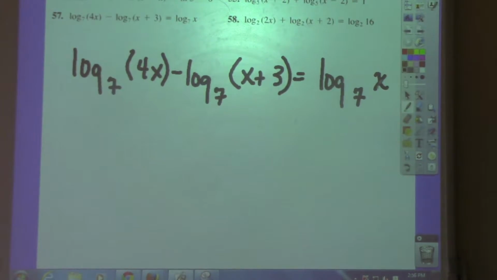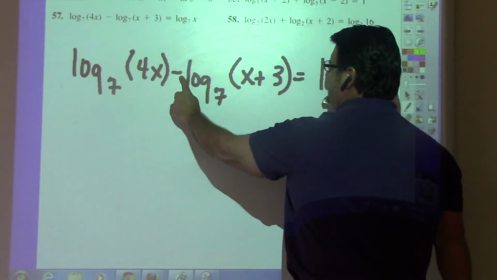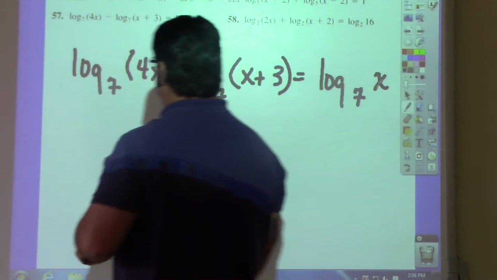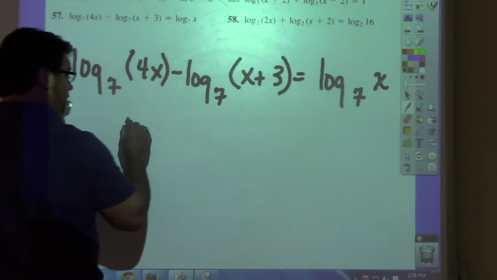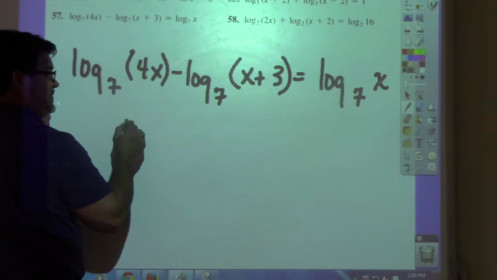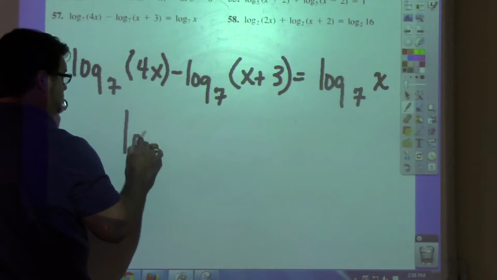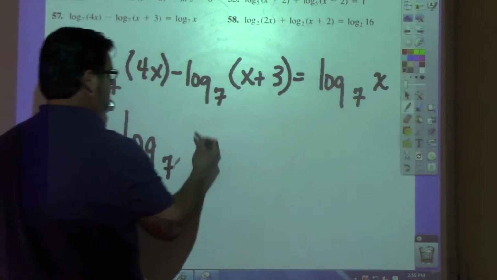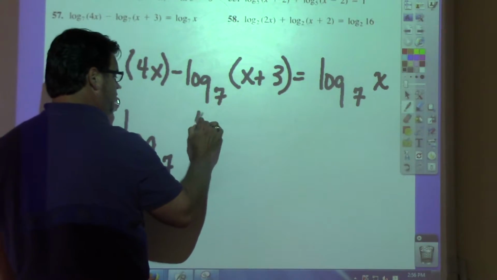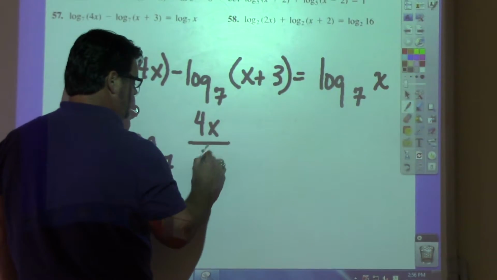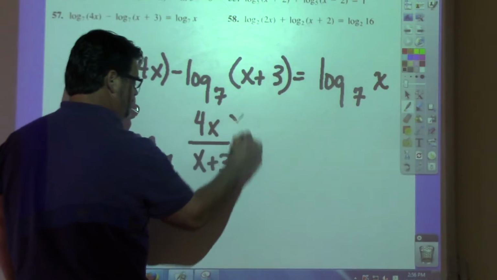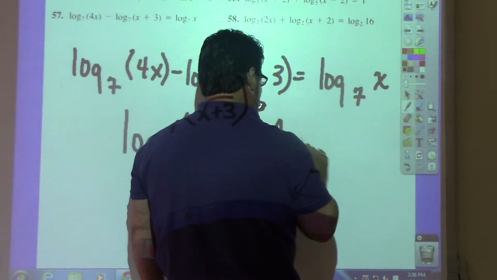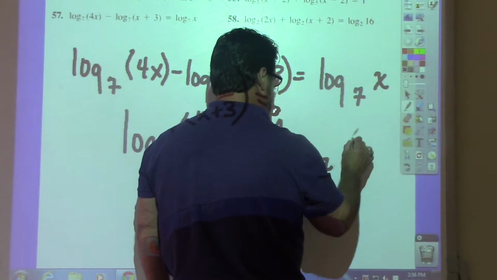Now, if these two are written as a subtraction, how else can we rewrite this? As division, using what law? Starts with a Q. Quotient law, quotient rule. Log base 7 of 4x over x plus 3 equals log base 7 of x.